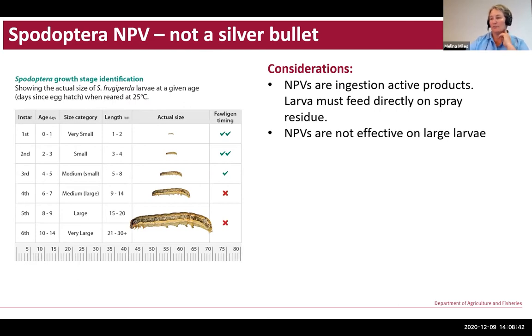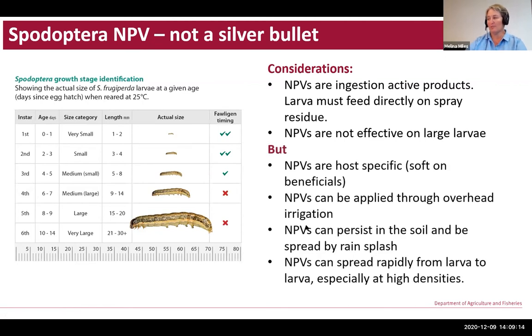And just to refresh your memory about NPVs, they're ingestion active. So the virus will be challenged in a similar way to the insecticides in that you need to get the product to the caterpillars in order to kill them. And that is a challenge with fall armyworm. And NPVs are not effective against large larvae. So the strategy around deploying them needs to be very much focused on the small larvae. And that fits quite well with the management practices for fall armyworm targeting those smaller larvae.